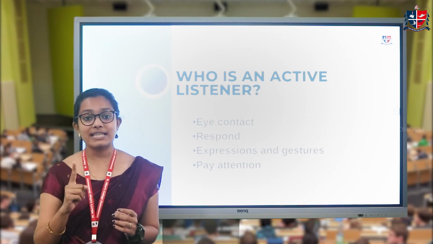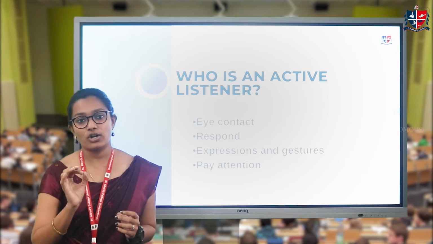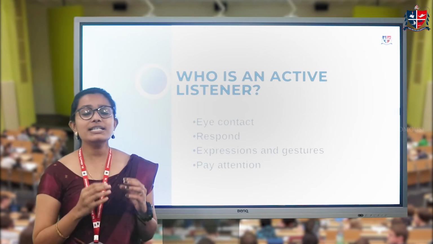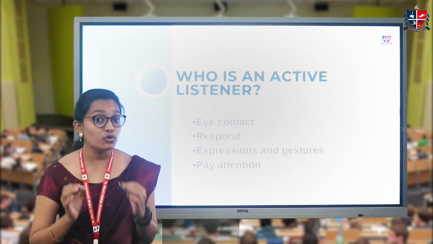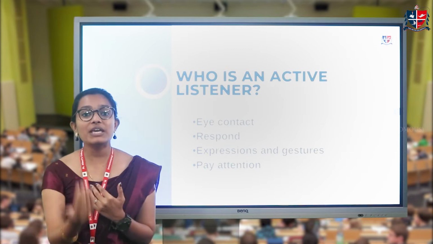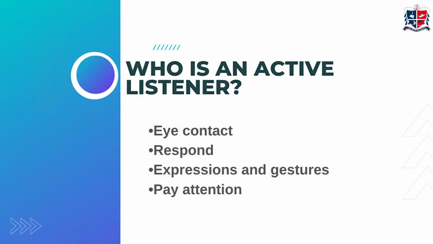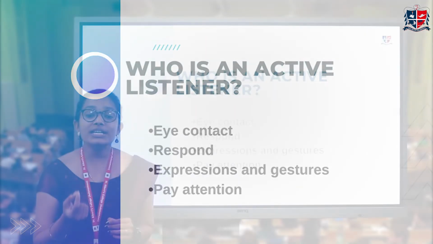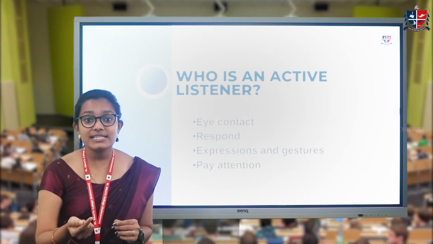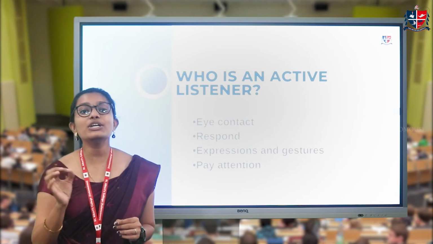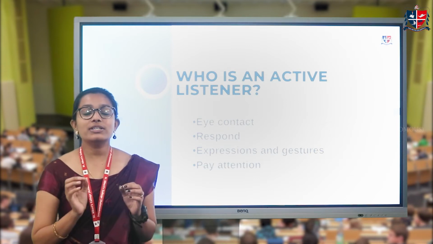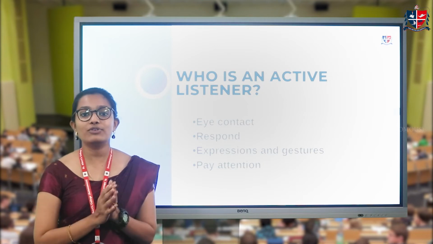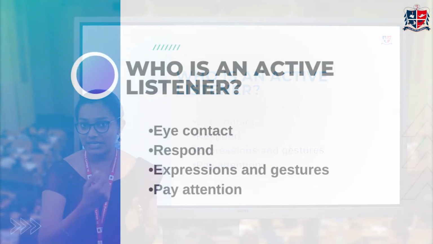The first thing is that you need to keep eye contact with the speaker. It is not just to show that you are an active listener, but also to show that you have good mannerisms. So whenever you are speaking with someone, you should definitely keep eye contact. Next point is respond. When you are listening, you need to make the speaker understand that you are listening. For that, you need to give some responses like okay, yes, you are right. So these are the responses that you can give to show that you are listening to what the speaker says.